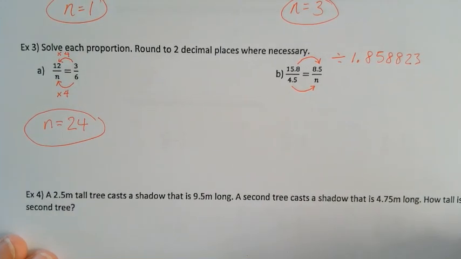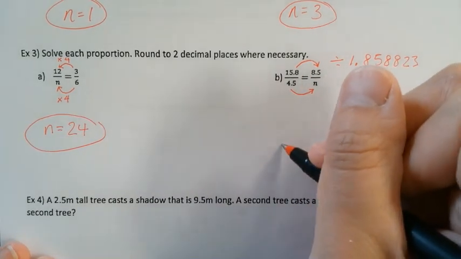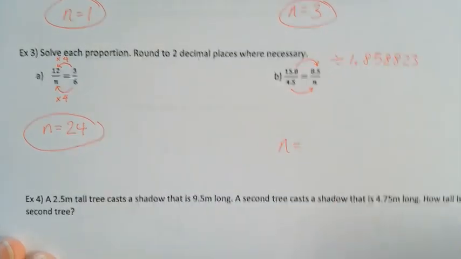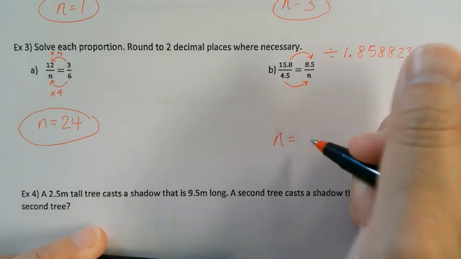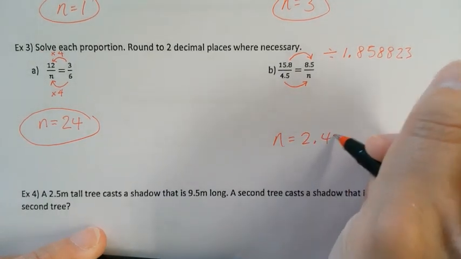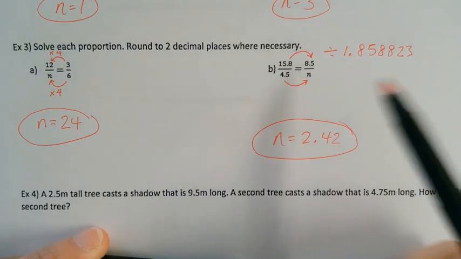Okay, who has an answer for me? Let's see if you got it correct. Okay, there's 27 of you guys in here. Give it a try, Pedro. N equals 2.42. I like your answer. How many of you got that? 2.42. Okay, I was hoping more, but not bad.